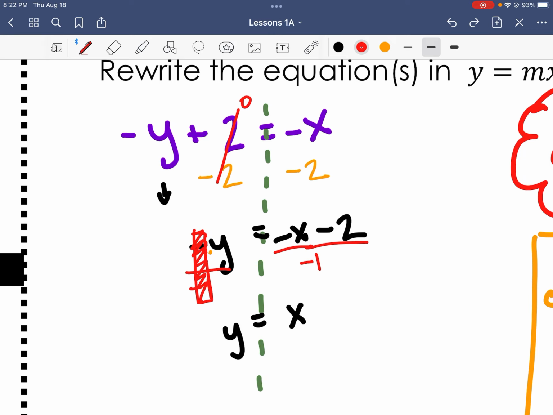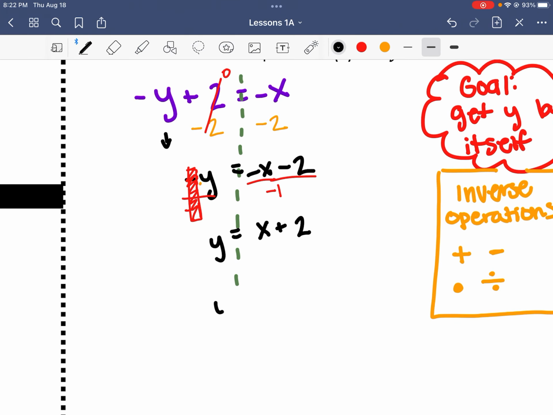Now let's focus on our 2. What's 2 divided by 1? Well, 2 divided by 1 is just 2. And again, I have a negative and a negative, which gives me a positive. So now this is y equals mx plus b form, because y is by itself. So this is our new purple equation.